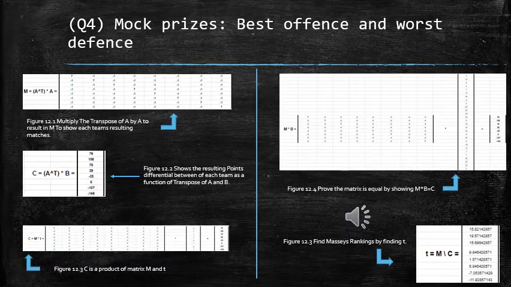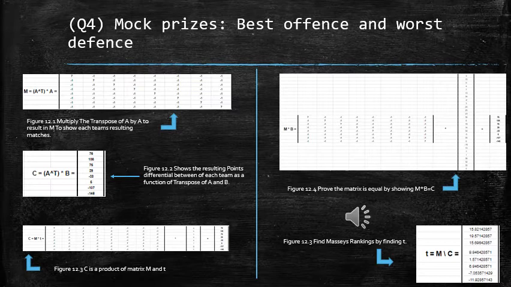After taking the transpose of matrix A in the previous slide, we then multiply that by A to find the Massey matrix, where the Massey matrix is an n by n matrix where n is the number of teams in the competition. After calculating the Massey matrix, we then use that to find out the points differential by multiplying it by matrix B, where matrix B is the points differential per round of the competition.